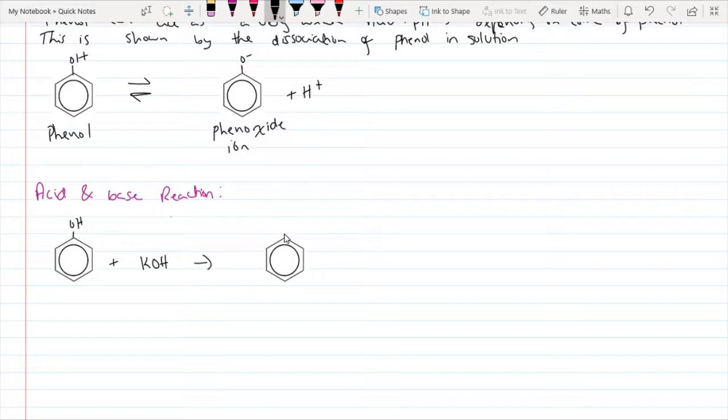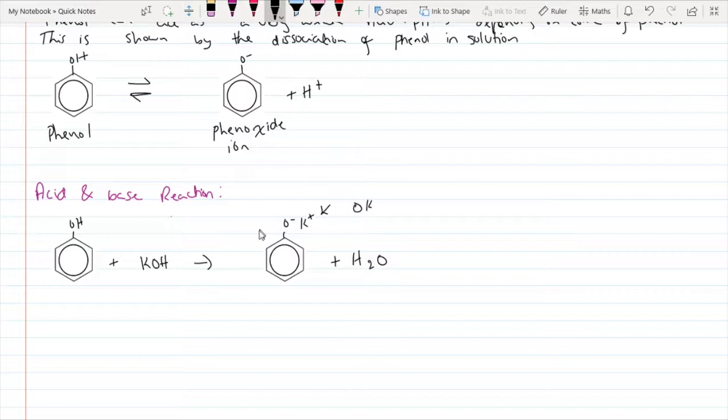So the hydrogen would be replaced by the metal ion, so O minus, and we'll write it like this. Or we can write this like this. However, these aren't bonded together, so you can't put the bond in between. You have to show that this is ionic. Plus a H2O molecule, because it does form water as well.